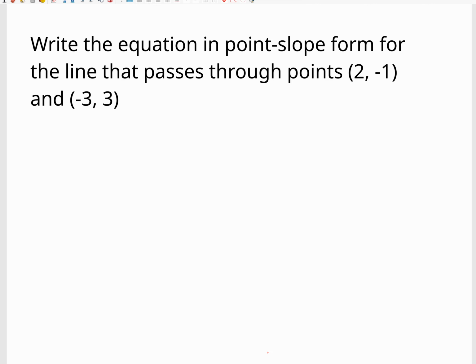Write the equation in point slope form for the line that passes through these 2 points. So the first thing I need to do is find the slope. 3 plus 1 over -3 minus 2. So that would be 4 over -5, right? So -4/5 is my slope.